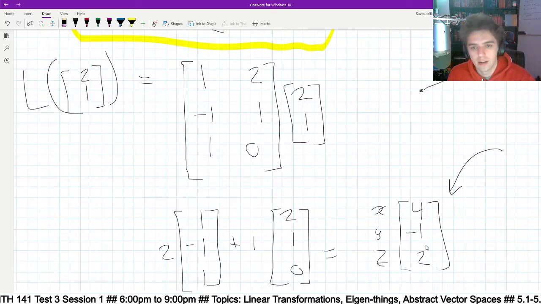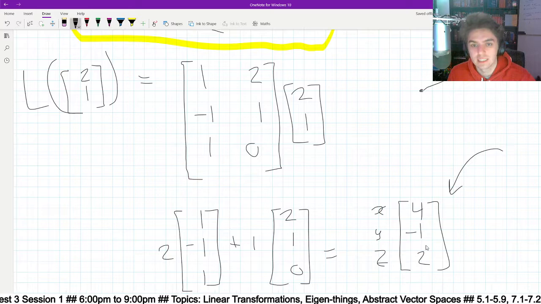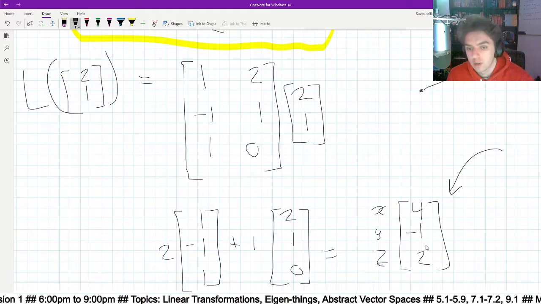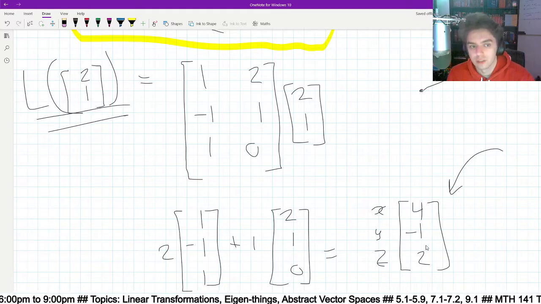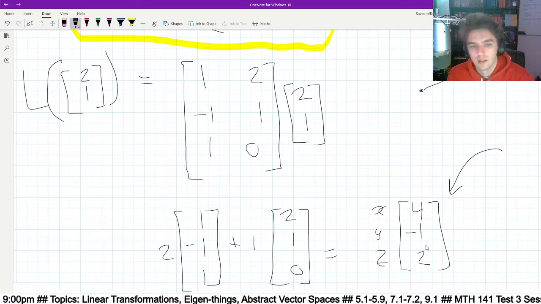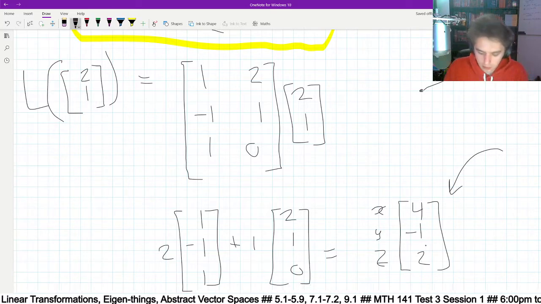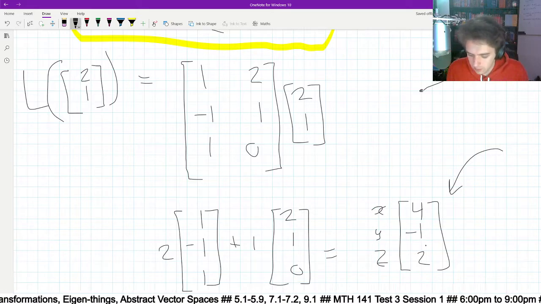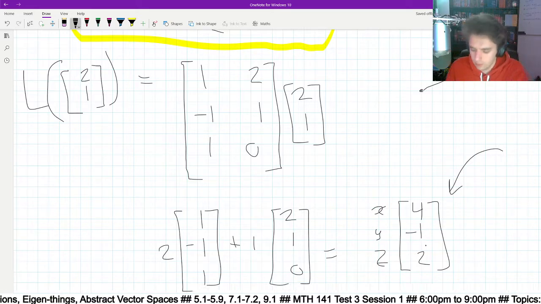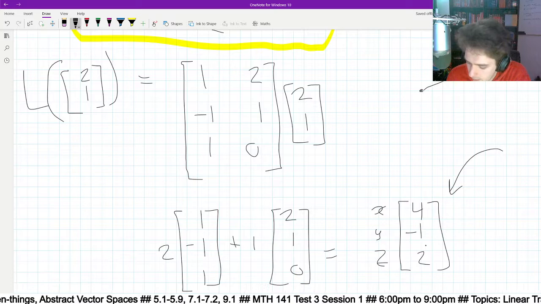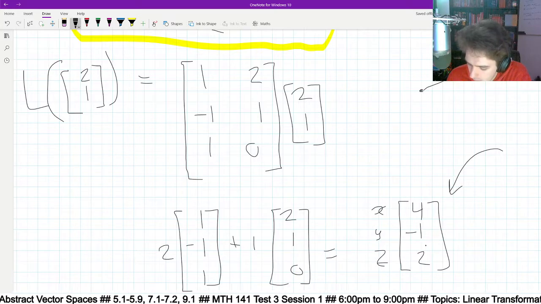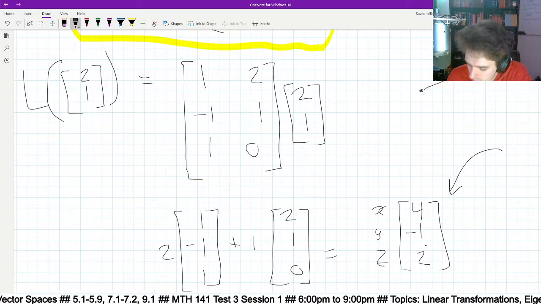Because the same vector could be moved to somewhere else in R3 with a different transformation, if you define the transformation differently. All right, makes sense. No problem. So there are some weird questions that are unnecessarily weird.